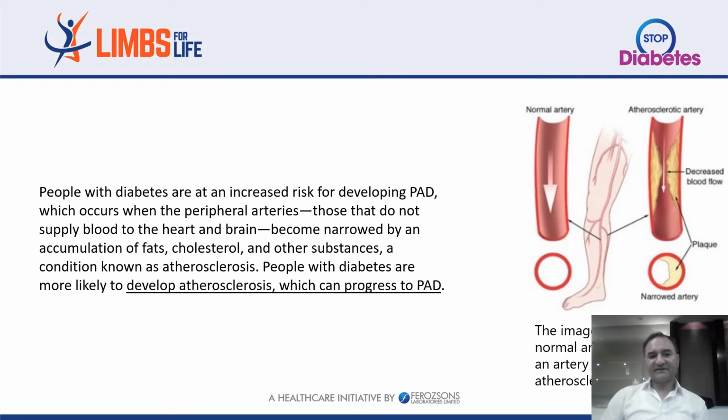People with diabetes are at increased risk of developing PAD, which occurs when the peripheral arteries, those that do not supply blood to the heart and brain, become narrowed by an accumulation of fats, cholesterol, and other substances, a condition known as atherosclerosis. People with diabetes are more likely to develop atherosclerosis, which can progress to PAD.